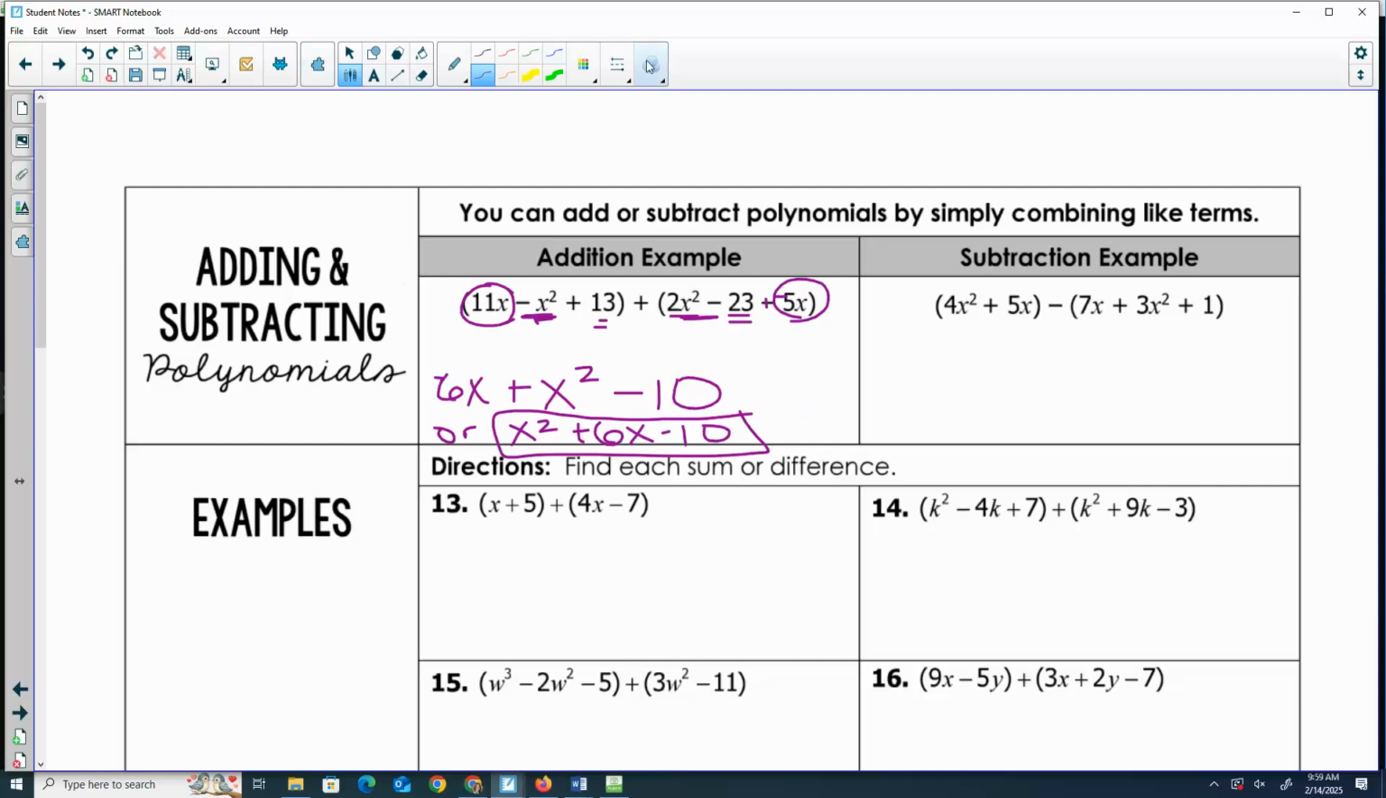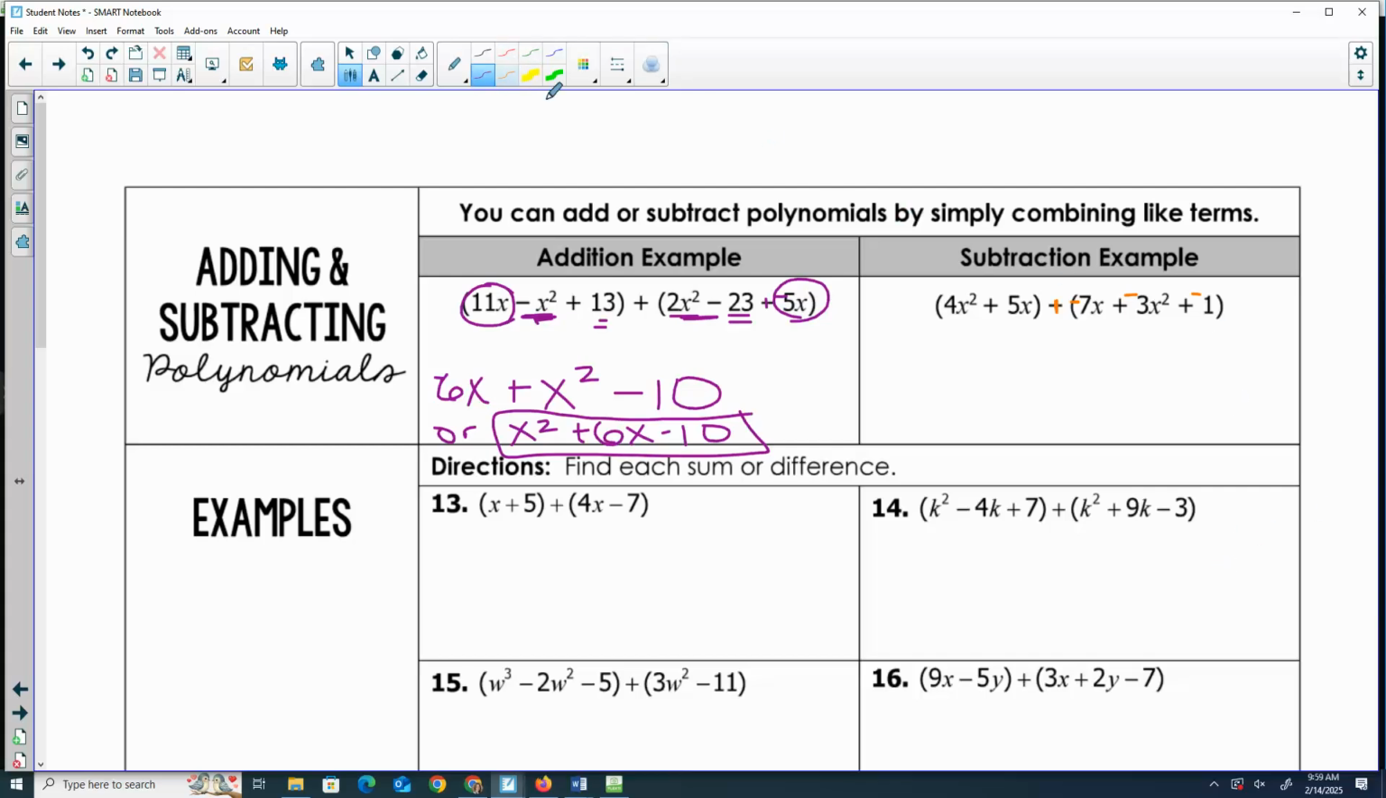Alright, subtracting is very similar. What we're going to do, notice there's a subtraction in between these. We are going to distribute. I'm going to make it a plus, and I'm going to run a negative through that whole parenthesis. So it's a plus, and then I change the sign on everything in that second parenthesis. From here, we combine like terms.